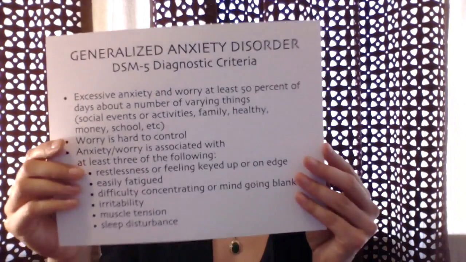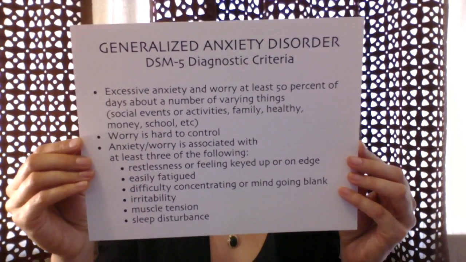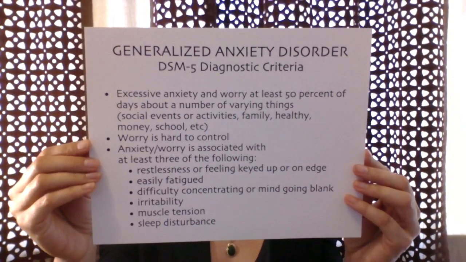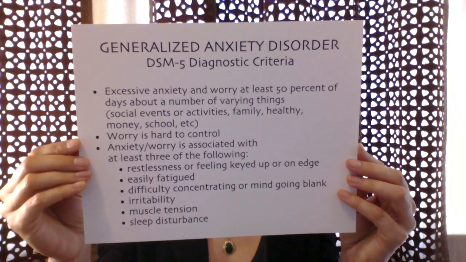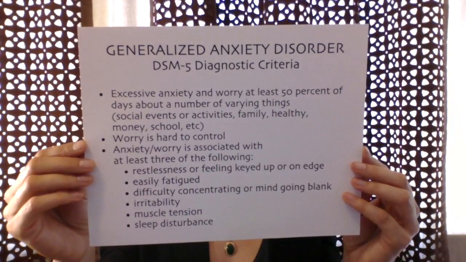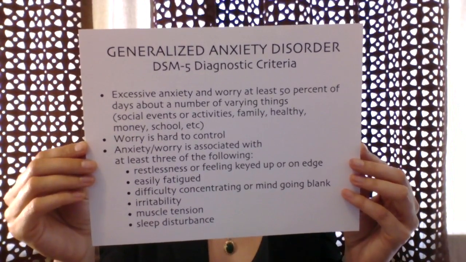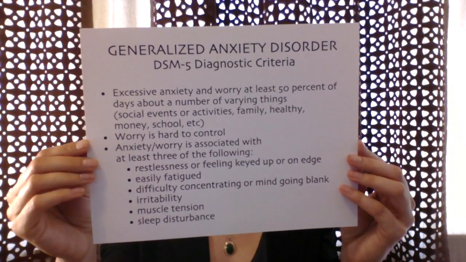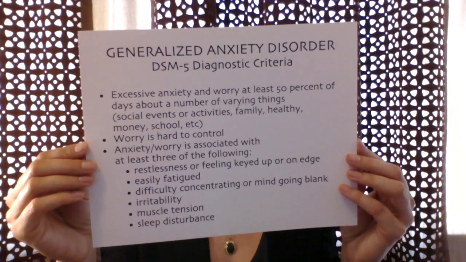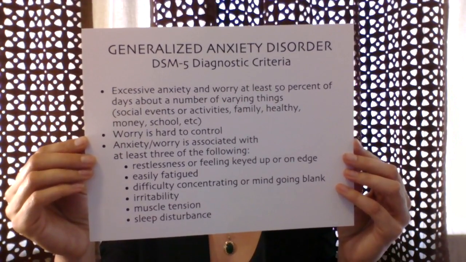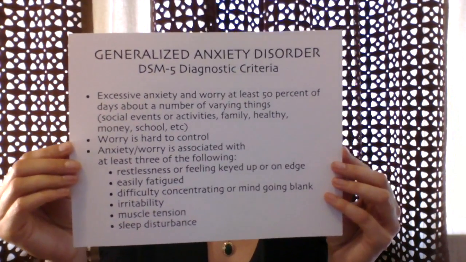The criteria for generalized anxiety disorder are excessive anxiety and worry at least half the time, and about a number of varying things, like social events or activities, family, money, etc. The anxiety or worry is hard to control, and the worry is associated with at least 3 of the following: restlessness or feeling on edge or keyed up, easily fatigued, difficulty concentrating, irritability, muscle tension, and sleep disturbance.